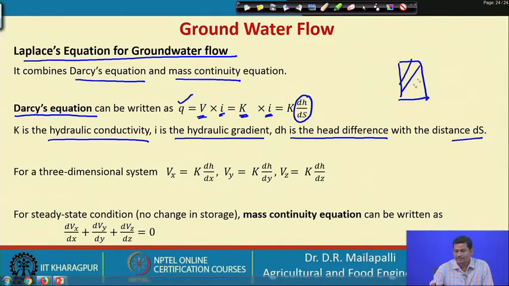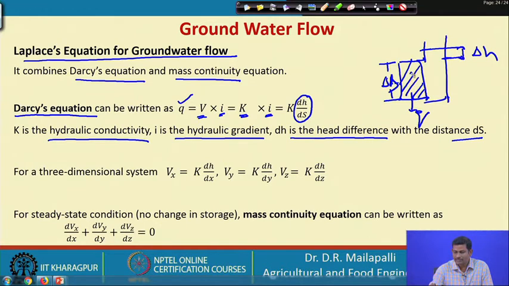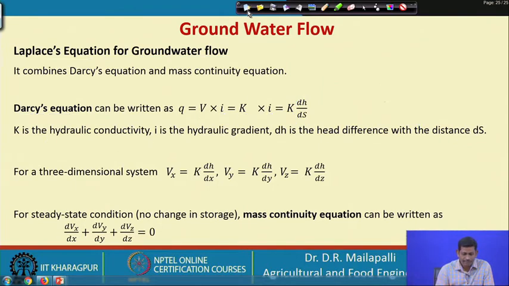If you have a saturated soil column with a pressure difference dH over a length dS, and Q is the flow taking place, then Q equals K into dH by dS, where K is the hydraulic conductivity of the media. For a three dimensional system, the same equation can be written as Vx equal to K into dH by dx, and likewise for the y direction and z direction.